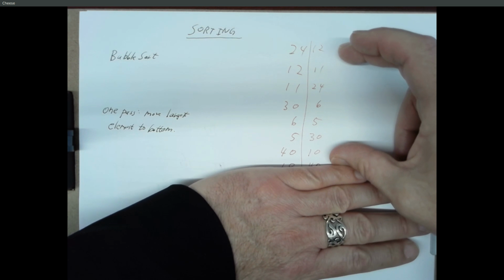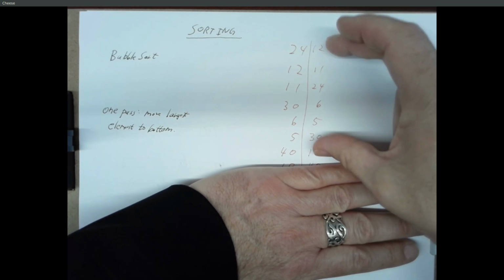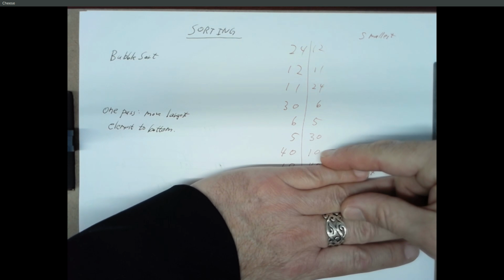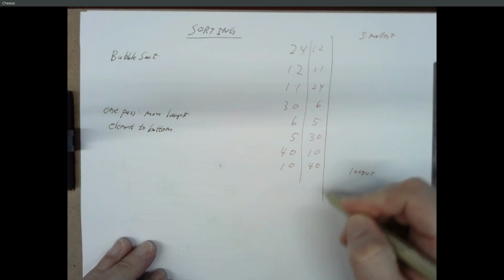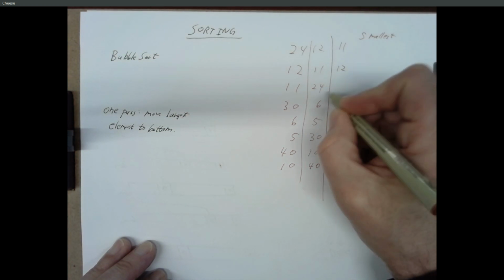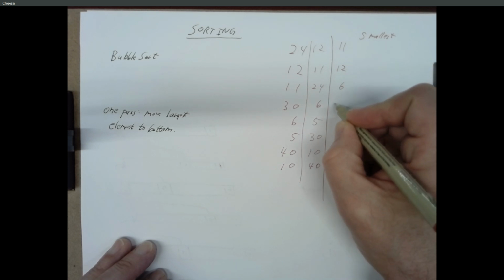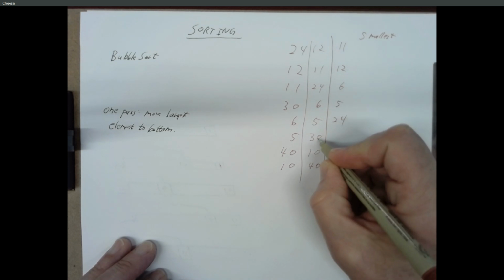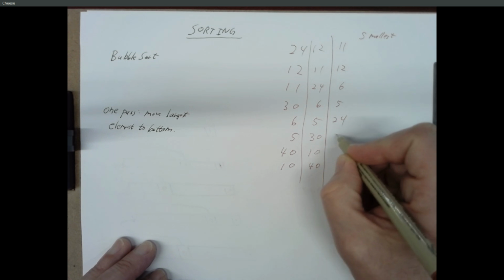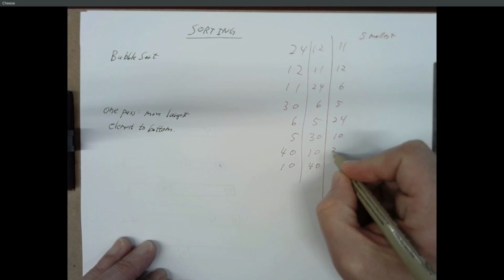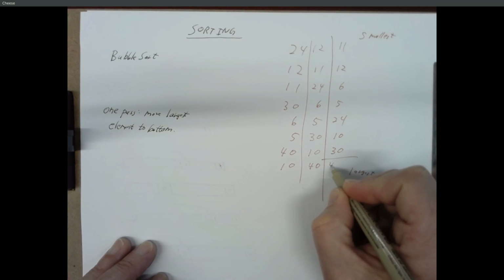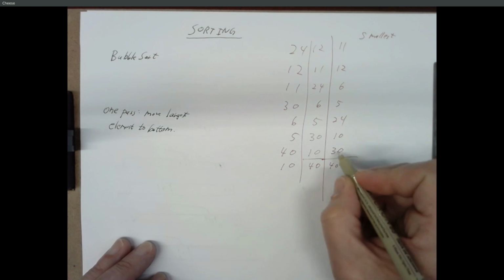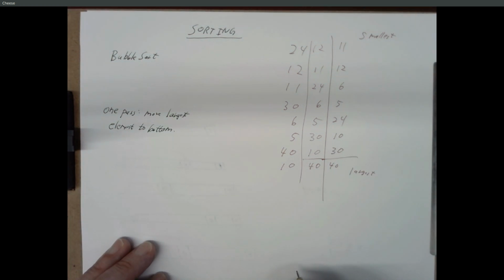If we make the same pass through here, the largest element in this set is going to end up at the bottom of this set right here. So if we make a second pass, 12 and 11 will swap, 24 and 6 will swap, 24 and 5 will swap, 24 and 30 stay the same, 30 and 10 swap, right, and we didn't touch anything with the 40. Right, so now we've got that 30 in the correct spot.